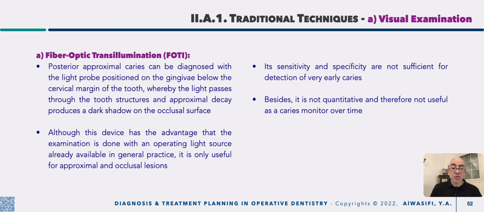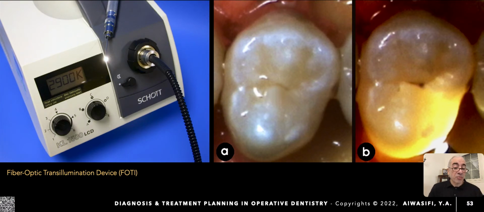Besides that, it is not a quantitative method that I could score, to be useful to monitor your caries over time. That's it. It just improves the visibility of incipient caries in proximal inaccessible areas. This is the fiber optic trans-illumination device. You could use only the handpiece with the coupler in your unit, just to inspect occlusal and proximal surfaces, as shown in A and B photographs.